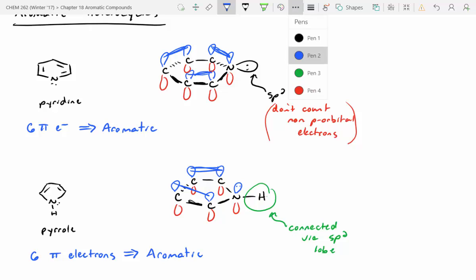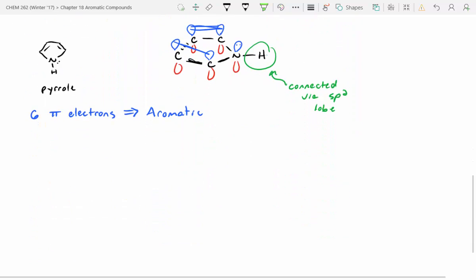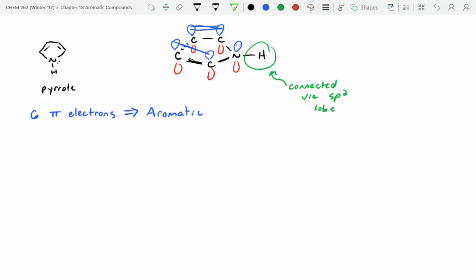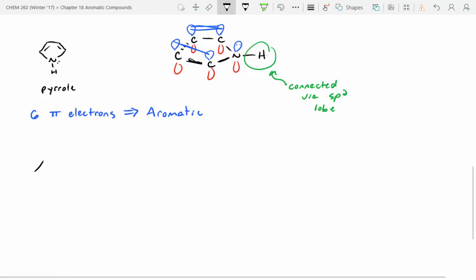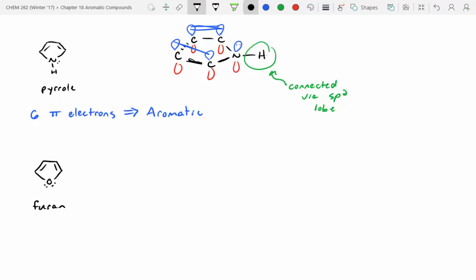So let's do a challenging one. And I want you to check with your neighbor about this one. Let's do furan. Is furan aromatic? And for the broader question, what's the hybridization of that oxygen? So check with your neighbor too and see if you guys agree.